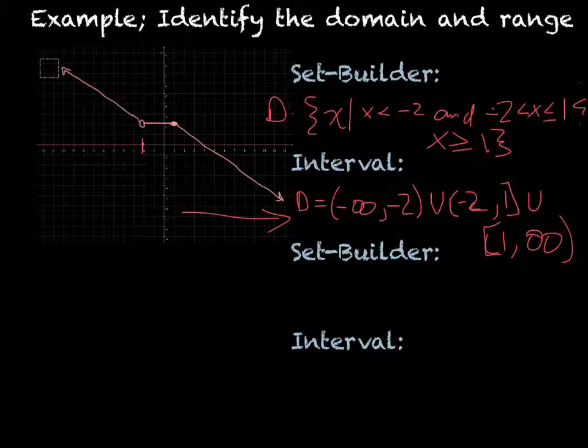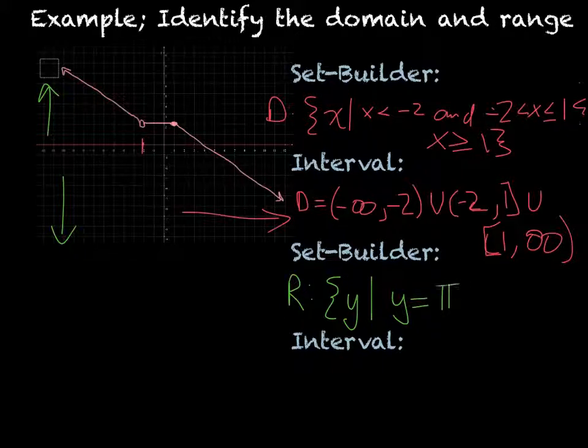Now for the range, if we want to find set builder notation, we have to say the set of all y's such that, and then write our inequality. So as we're looking at this, we see that it can go up forever and it can go down forever. So that means it can be any possible y value. So y is equal to all real numbers. And then end your set.